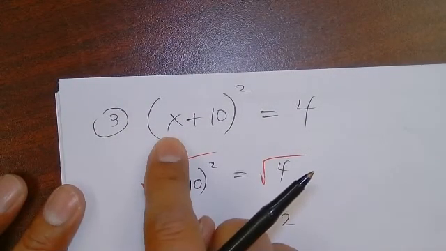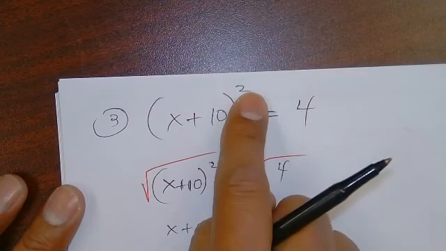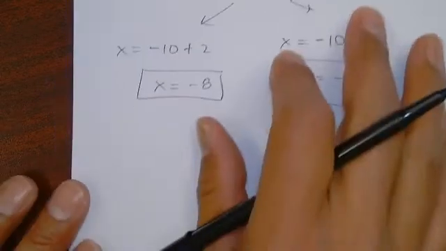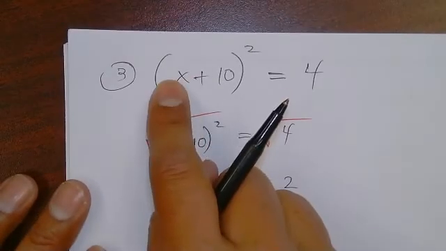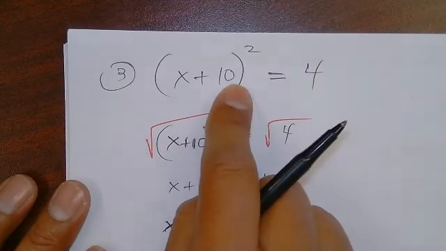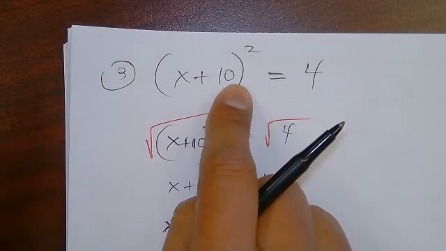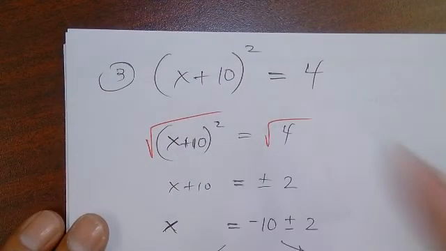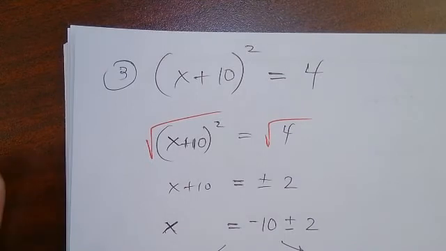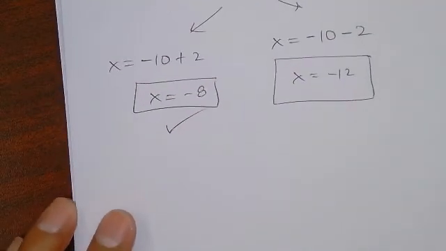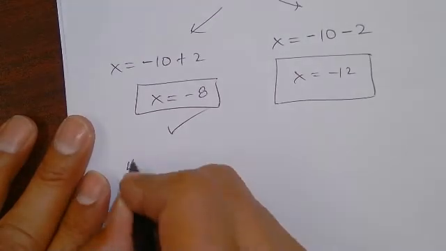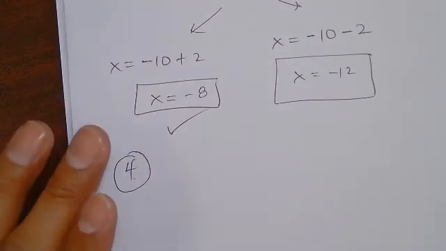Check it. Let me put this x over here. If x is negative 8, what does 10 take away 8? 2. And what's 2 squared? 4. So the negative 8 is solid. Good. It works. And let's check negative 12. What is negative 12 plus 10? Negative 2. And what's negative 2 squared? Positive 4. See, they both work. They're both going to work.